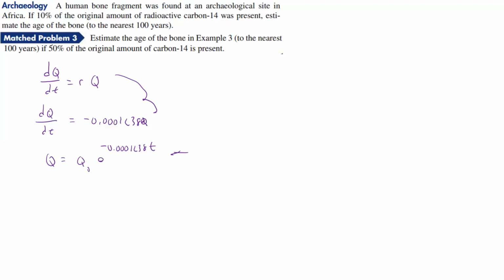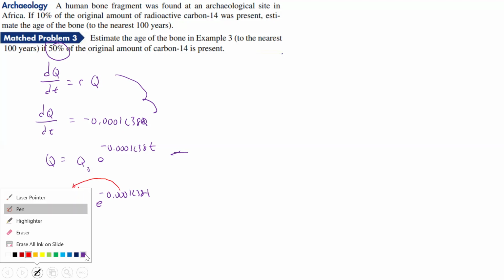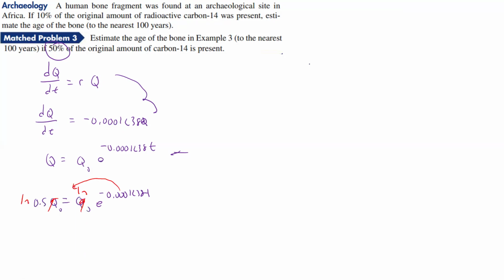Now we want to know what? 50% of the original sample. Well, if that's the original sample, this side's going to be the same, but this is going to be half of that original sample. And as we did before, that cancels when you divide both sides by Q naught. We can take the ln of both sides. When we do that, the exponent comes down in front.